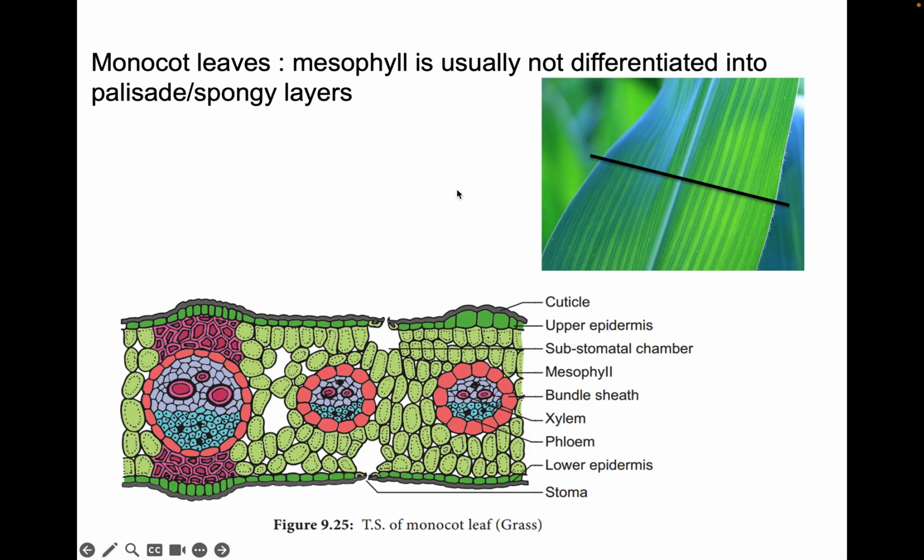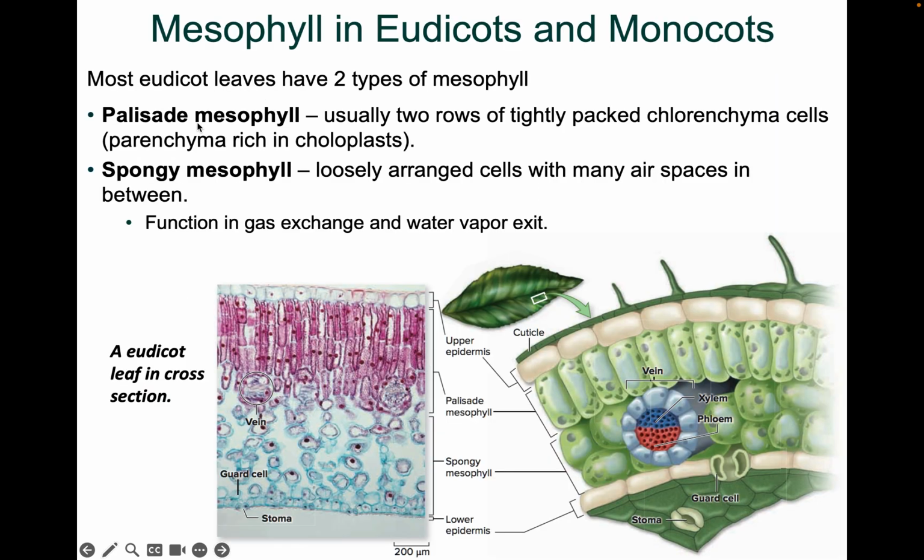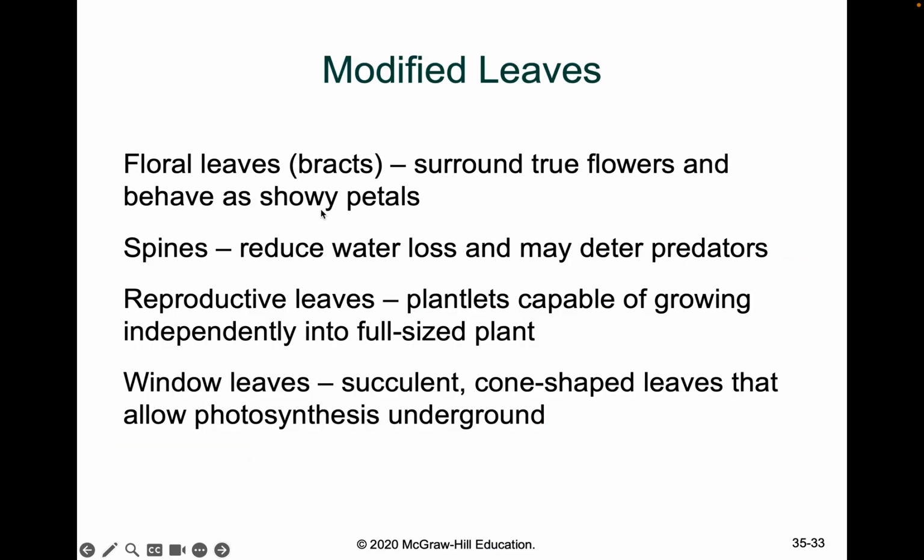In monocot, you don't have this. The mesophyll is not differentiated into any palisade or spongy layer. You just have mesophyll cells. They are helping a lot with photosynthesis and gas exchange. And then you don't have any of these palisade or spongy mesophylls.